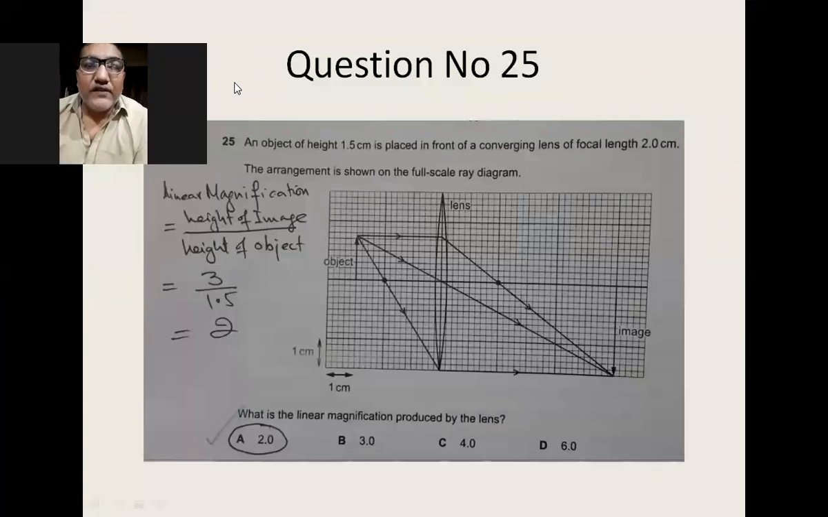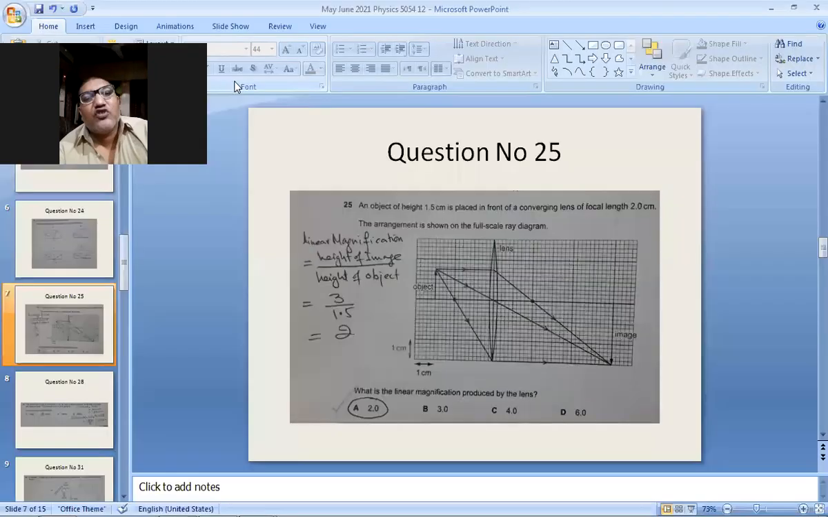So the question coming up on the screen. The linear magnification is equal to the height of the image divided by the height of the object. The height of the image is 3, the height of the object is 1.5, so the linear magnification will be 2. So A is the right option, and I hope you have understood.